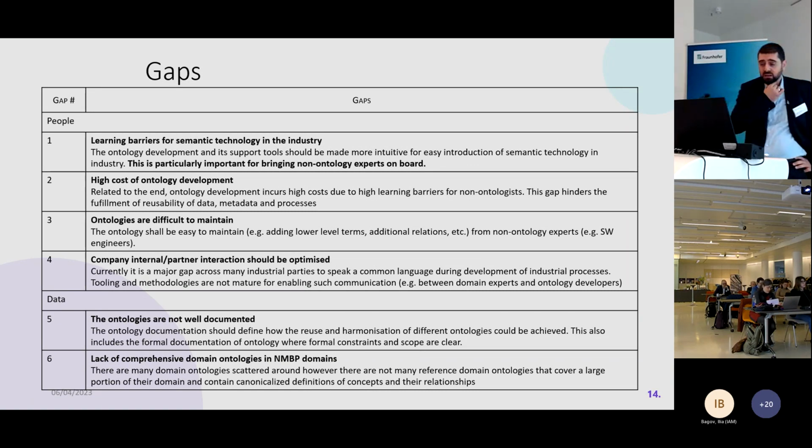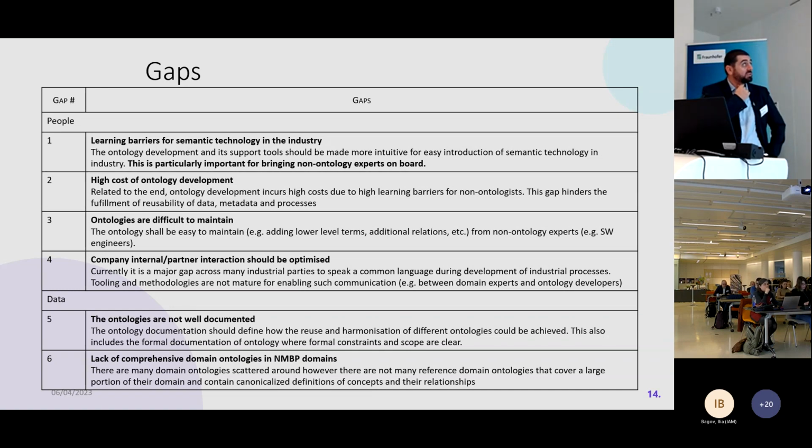In terms of gaps, for people, there are learning barriers for semantic technology in industry. This is practically important for bringing non-ontology experts on board. So there is a gap on this, and even in universities there are no dedicated programs, for example short classes for industrials.